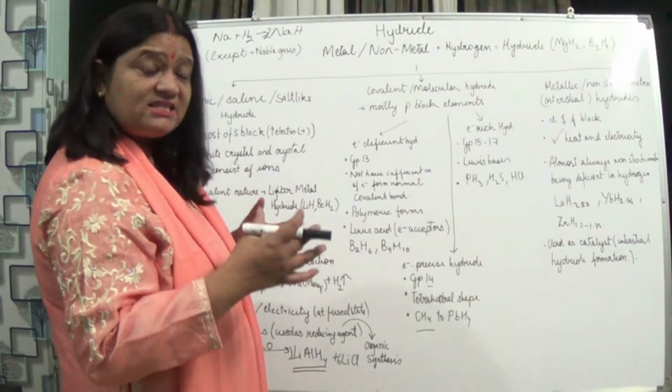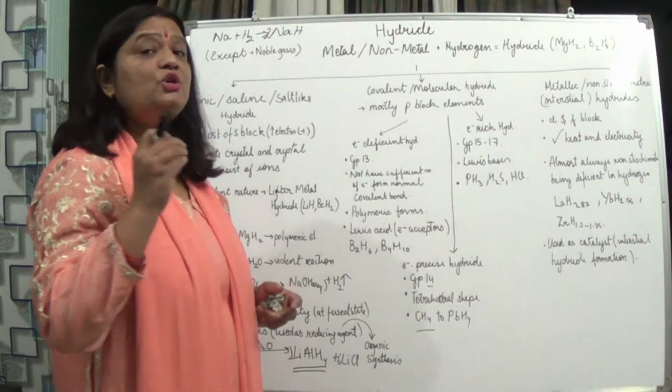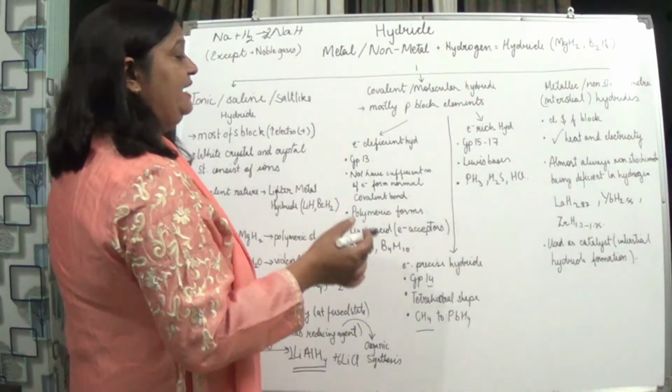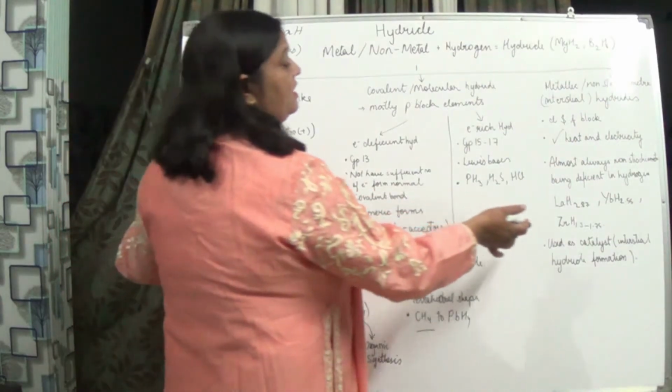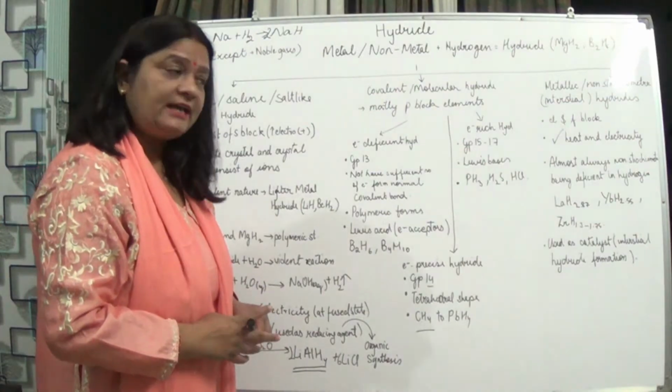This is why these elements are used as catalysts, and they form interstitial hydrides when we use them in the form of a catalyst.